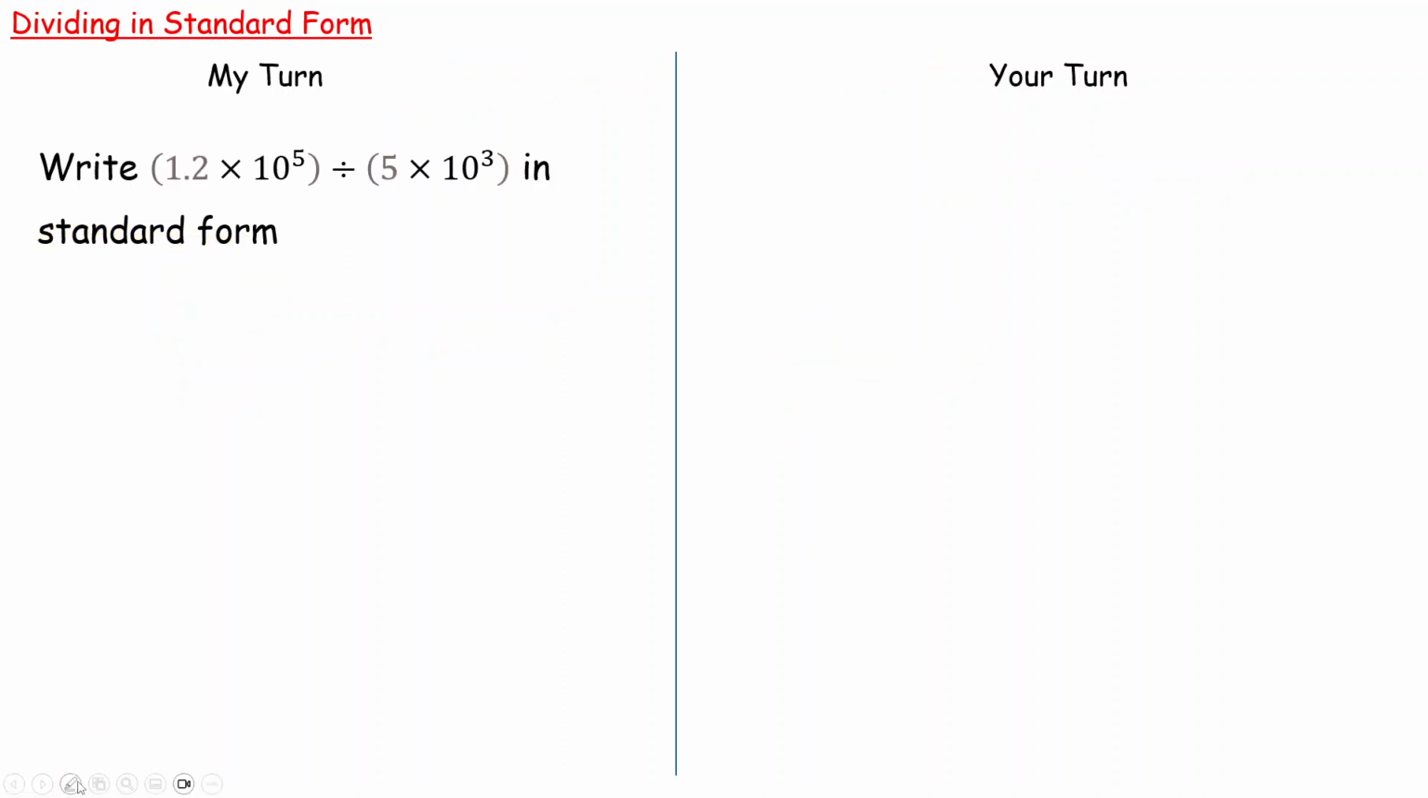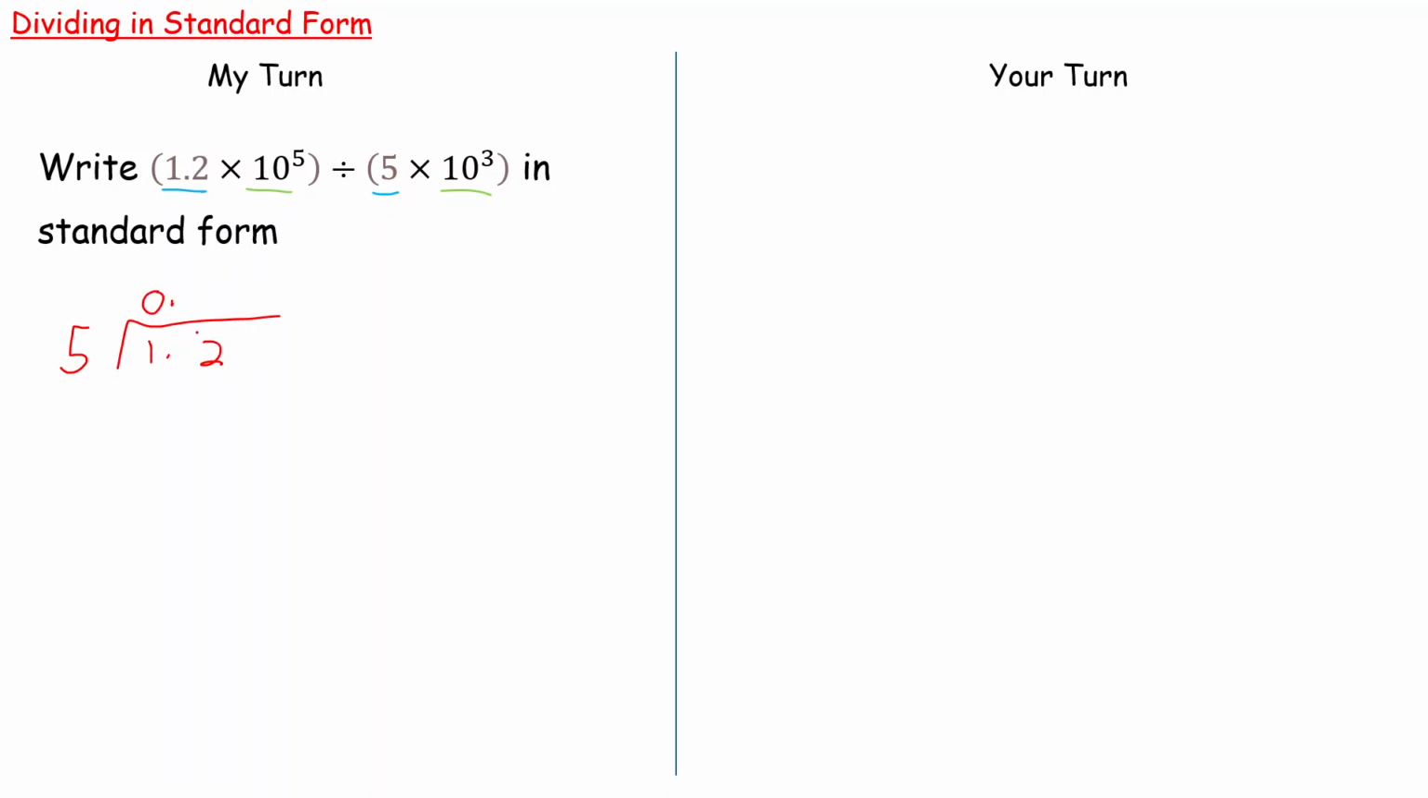Okay, these ones here are a little bit trickier because you'll see that there's a slight difference with our final answer. So let's go through this one. Again, you begin by looking at your number parts. We're going to do 1.2 divided by 5, and then you do 10 to the power of 5 divided by 10 to the power of 3. So let's just look at this now. The first part, 1.2 divided by 5. If you can't think of how to do this, use a bit of bus stop. So how many 5s go into 1.2? 5s into 1 you can't do.